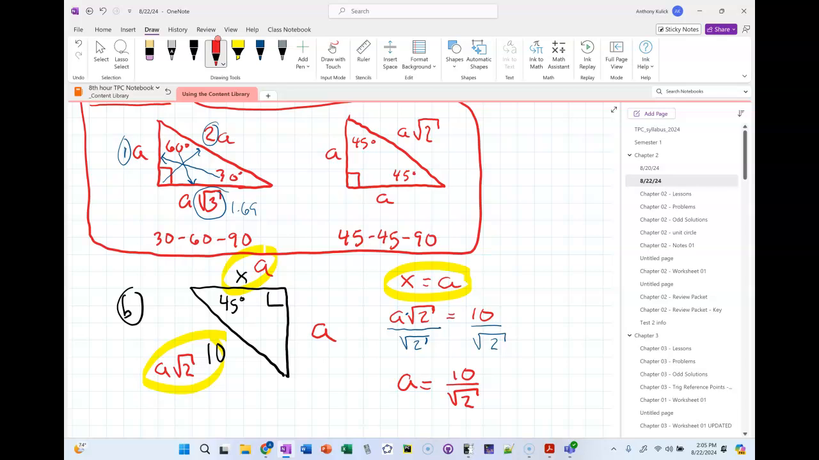Does anybody remember the name of the process we use when we do that? It's called rationalizing the denominator. Not important that you remember that, but if you see it as a direction, that's what it's asking you to do. Does anyone remember how to do that? Lucy. You multiply the top and bottom by square root 2. Perfect. Yep, that'll do it.